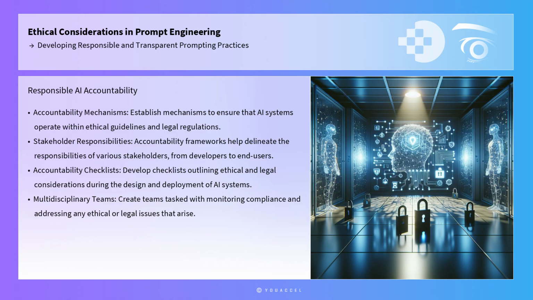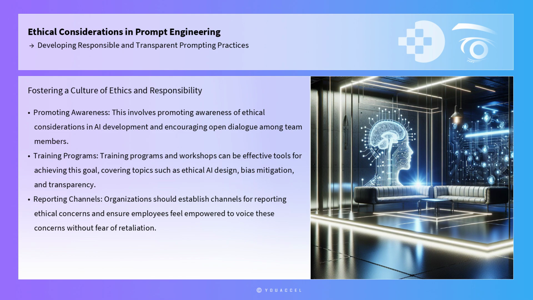Implementing accountability measures involves the creation of multidisciplinary teams tasked with monitoring compliance and addressing any ethical or legal issues that arise. In addition to these technical and procedural strategies, fostering a culture of ethics and responsibility within organizations is paramount. This involves promoting awareness of ethical considerations in AI development and encouraging open dialogue among team members. Training programs and workshops can be effective tools for achieving this goal. These programs should cover topics such as ethical AI design, bias mitigation, and transparency, providing participants with the knowledge and skills needed to develop responsible prompting practices.